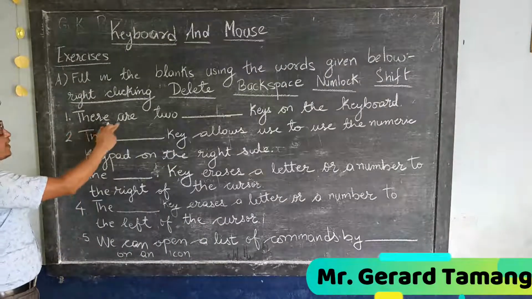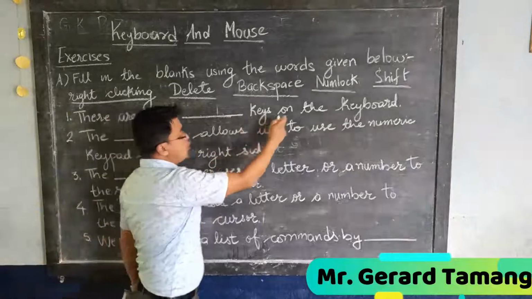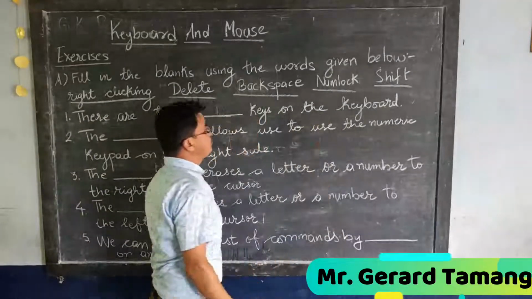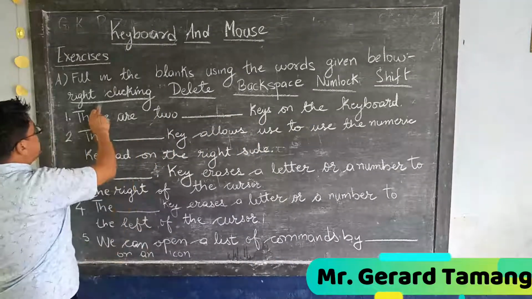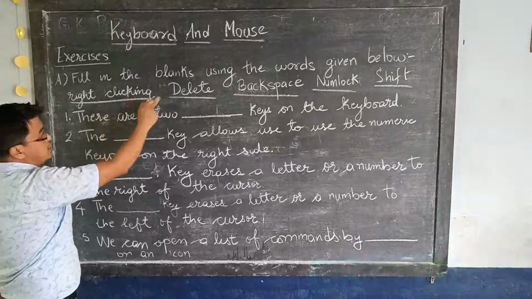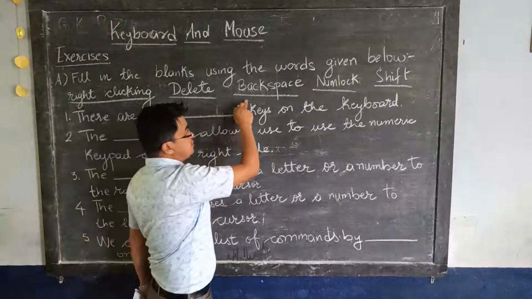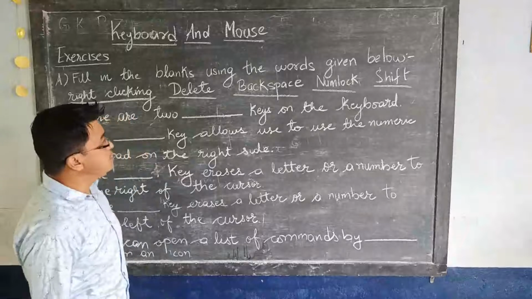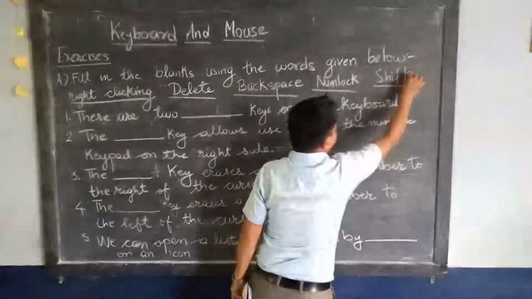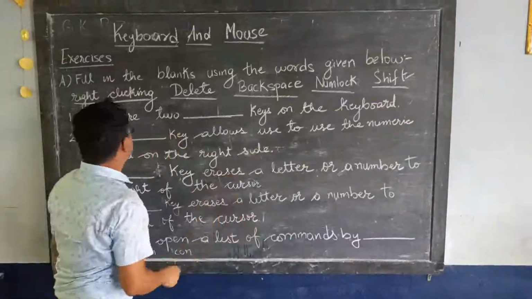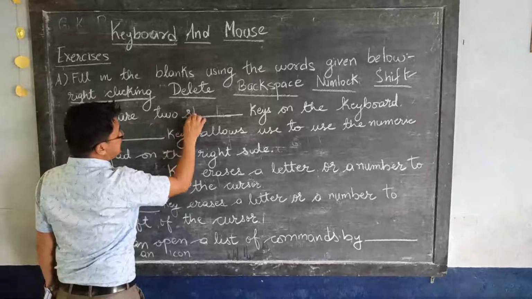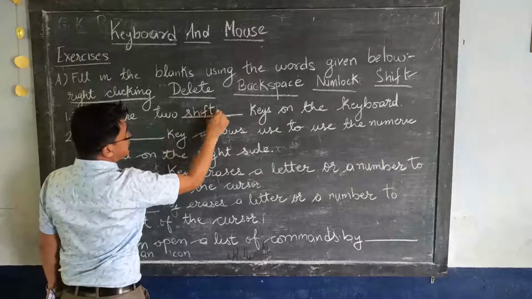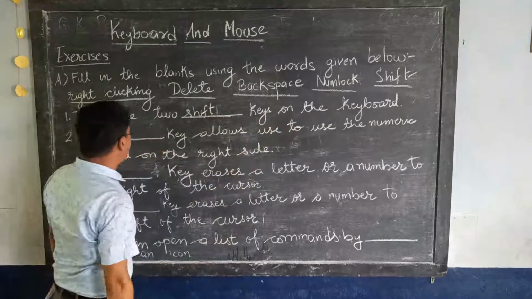Number 1. There are 2 dash keys on the keyboard. What is it? Is it right clicking keys, delete keys, backspace keys, num lock keys, or shift key? The correct answer is shift keys. There are 2 shift keys, S-H-I-F-T, on the keyboard.